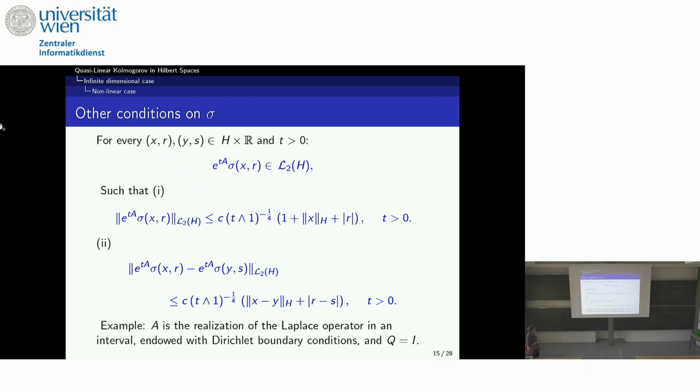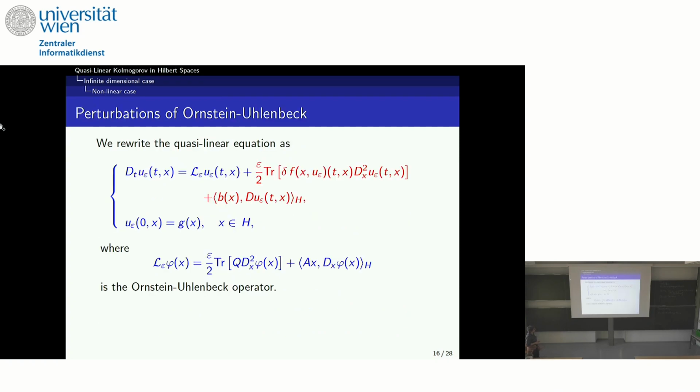Okay. So all these assumptions are verified, for instance, if you take A, the realization of the Laplace operator in the interval, so 1D, and you take Q the identity, so you can cope with white noise, but only in dimension 1. So you rewrite, it is the same thing, I just rewrote my Kolmogorov equation. As I said, the trick is to consider this Kolmogorov equation, which is quasi-linear, as a perturbation of the Ornstein-Uhlenbeck operator.